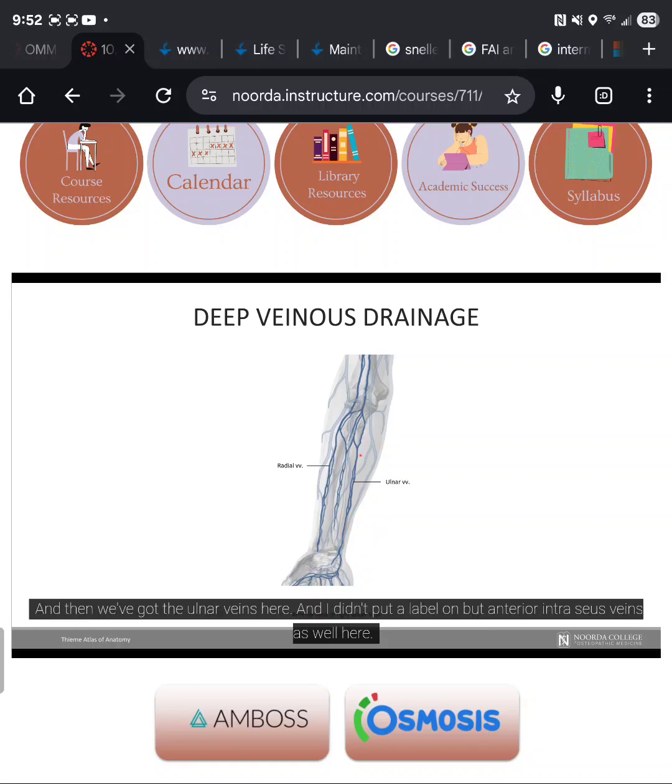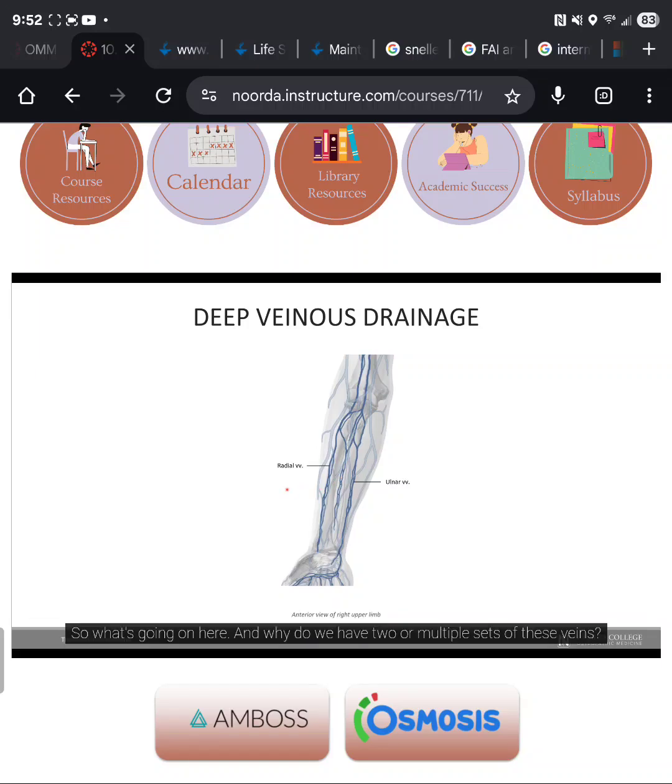And then we've got the ulnar veins here. And I didn't put a label on, but anterior interosseous veins as well here. And so you might be asking, okay, I thought we only had a radial artery, a single ulnar artery. So what's going on here and why do we have two or multiple sets of these veins?